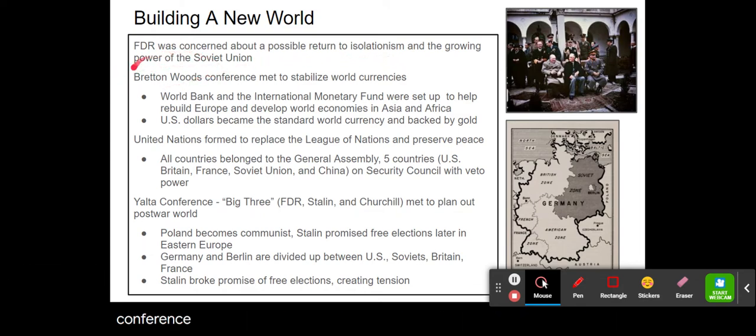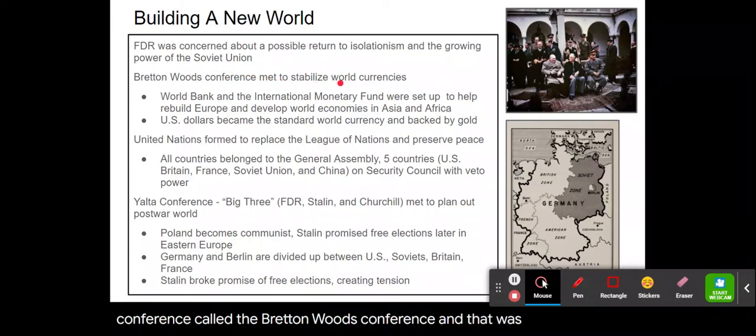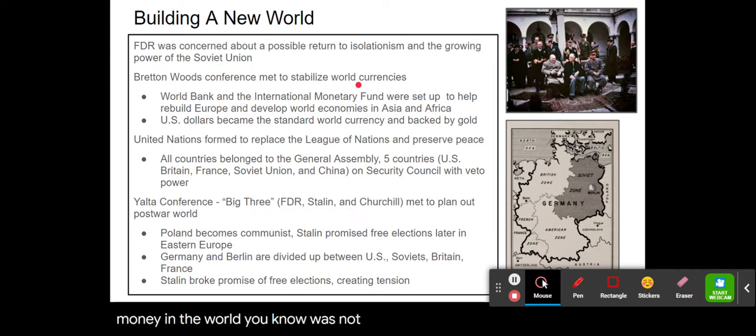So there's a conference called the Bretton Woods Conference, and that was to stabilize the world economy, right? The different currencies, the paper money in the world, were not necessarily stable because Europe had been basically flattened by a lot of the war in World War II. And the United States was one of the few strong countries left. So they were trying to make sure that the world's economies could be stable so that trade could occur and economies could develop. So at this Bretton Woods conference, they organized the World Bank and the International Monetary Fund.